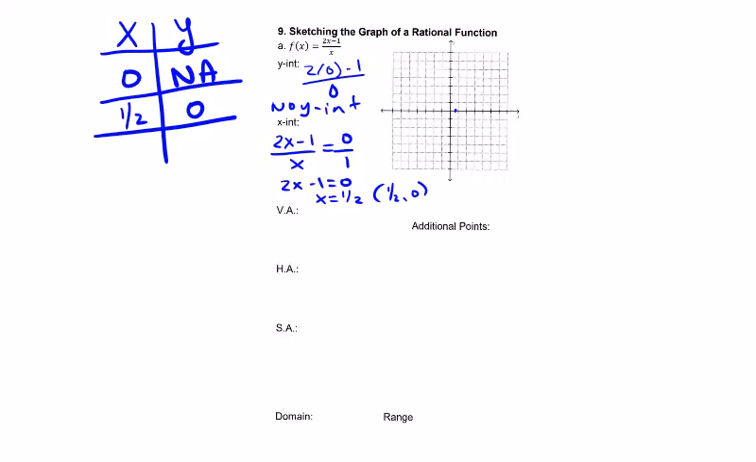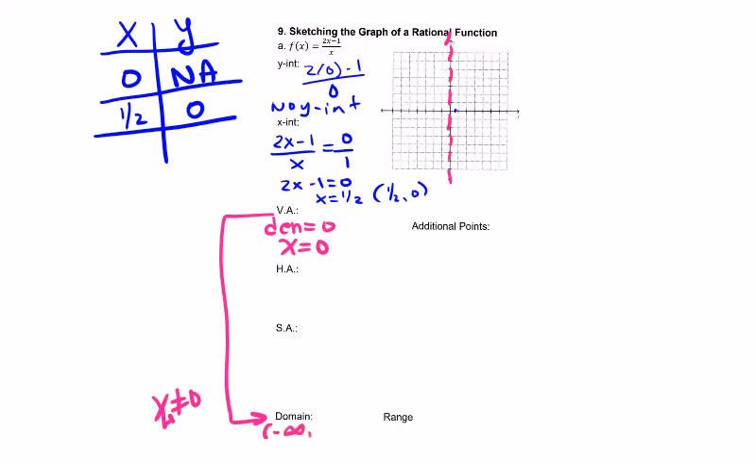Okay, vertical asymptotes. And just a reminder, for vertical asymptotes, your graph can never cross. We're going to set our denominator equal to 0. Which means in this case our denominator is just x, so that means x equals 0 is our vertical asymptote. Now this leads directly to domain. Because we have a vertical asymptote at x equals 0, that means for domain, x cannot be 0. So the domain is negative infinity to 0 union 0 to infinity. Everything except for that vertical asymptote.